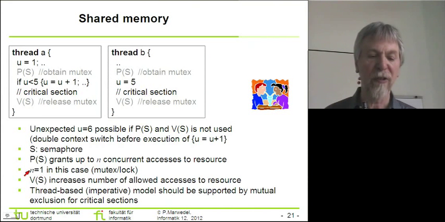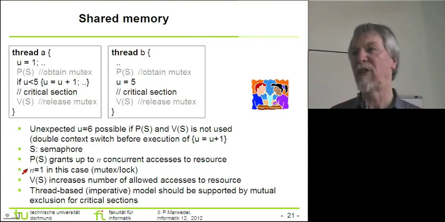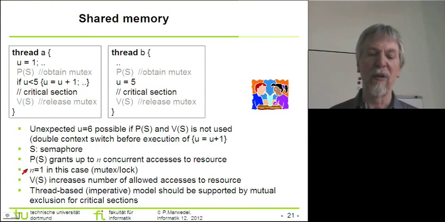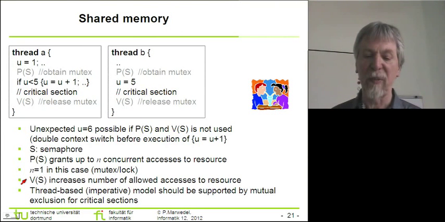In my course, we will just be considering the case of n equals 1, where we could call these corresponding operations mutexes. That means that we can use these operations to make sure that only one of the threads is actually getting access to some protected resource. And then V of S is increasing the number of allowed accesses to the resource.